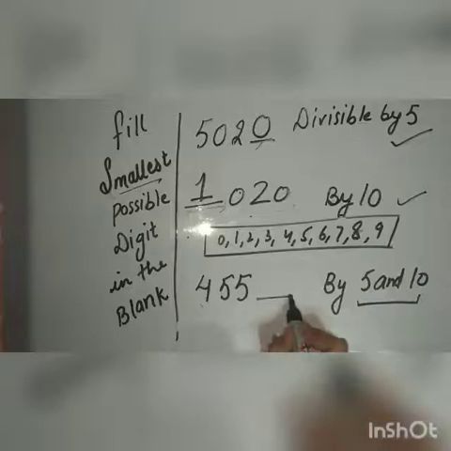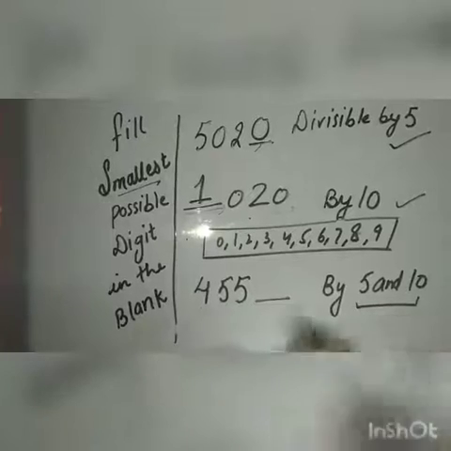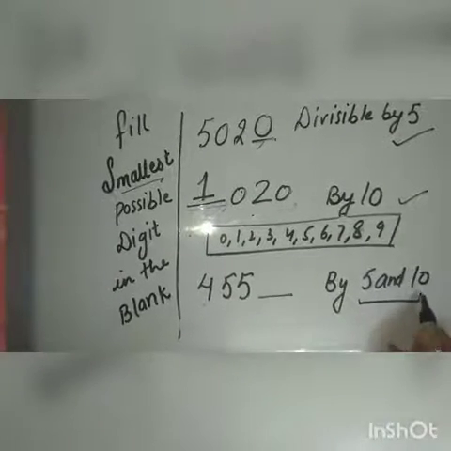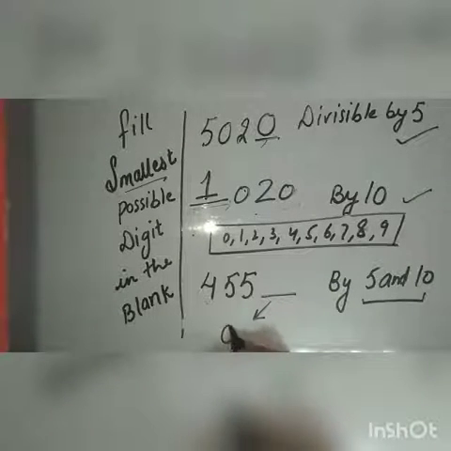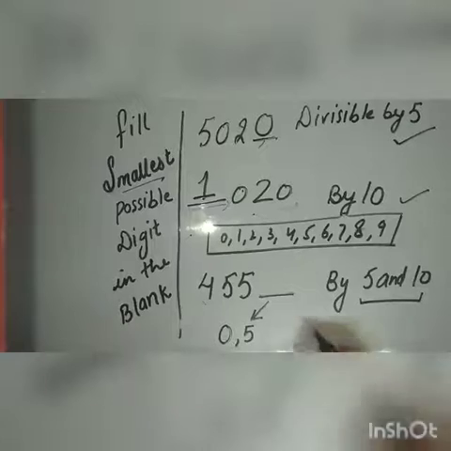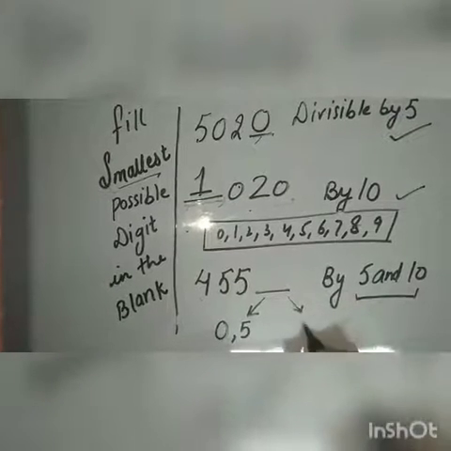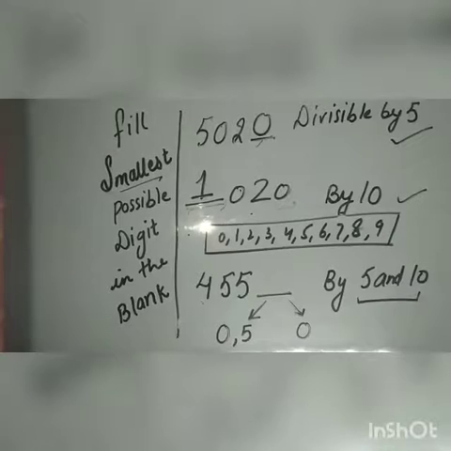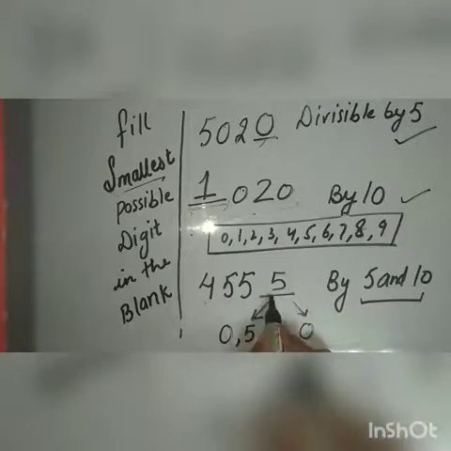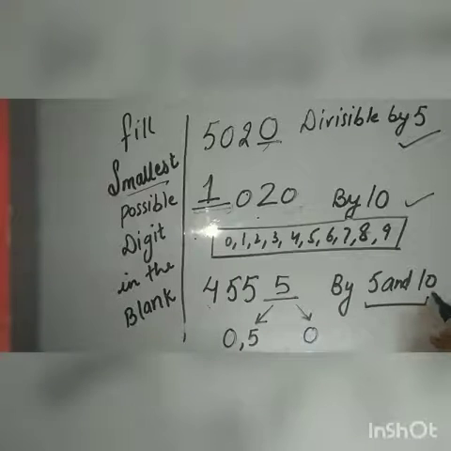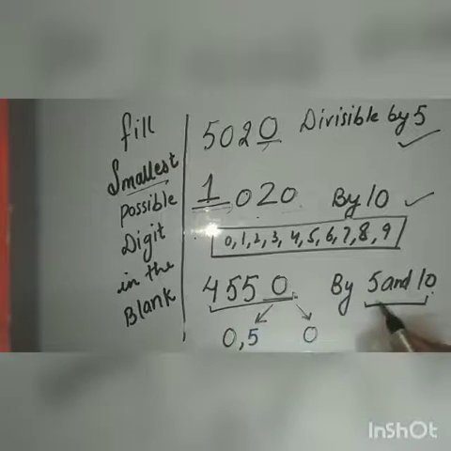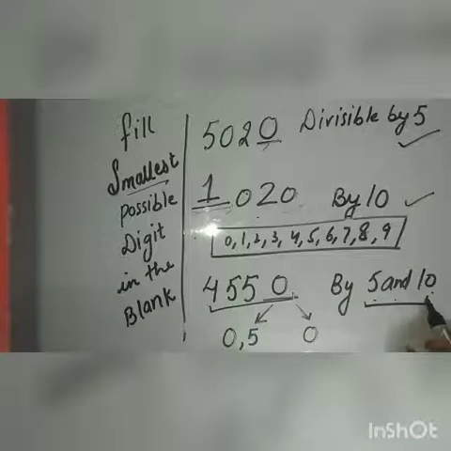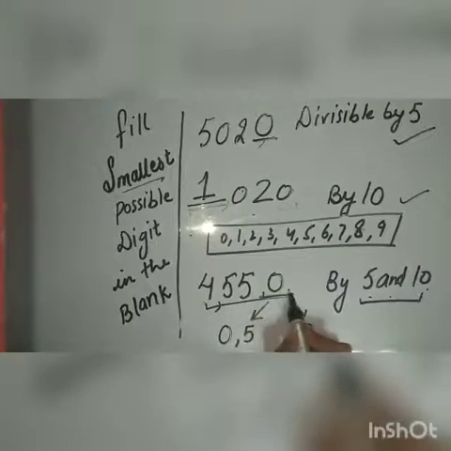Now in this blank we have to fill the smallest possible digit so that this number is completely divisible by 5 and 10. The condition of 5, we can fill either 0 or 5 at the ones place. The condition of 10, we will fill 0 at the ones place. If I put here 5, then this number will not be divisible by 10. But if I put here 0, this number will be completely divisible by 5 as well as 10. So we will put here 0.